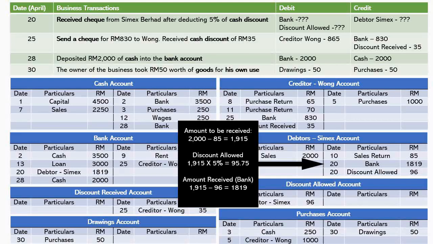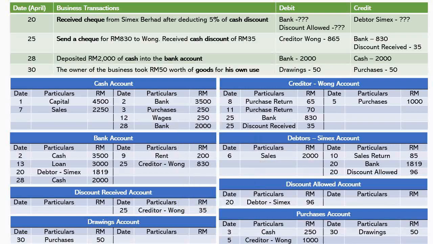Jadi yang kita akan terima daripada CMAC cuma 1815. See, bank yang kita terima 1815. Diskaun allowed yang kita kena bagi dekat CMAC RM96. Jadi kita akan dapati bahawa kita dah habis bayar hutang dia. Okay, so you get the numbers. So tengok ya, bank kawan dia mana kat sini. Okay, discount allowed. Kawannya di sini. Okay, so ni CMAC lah.